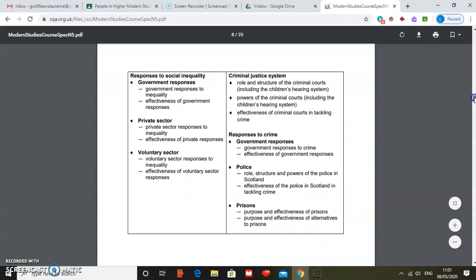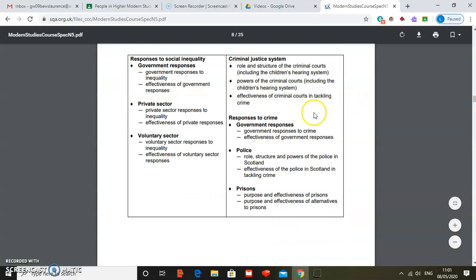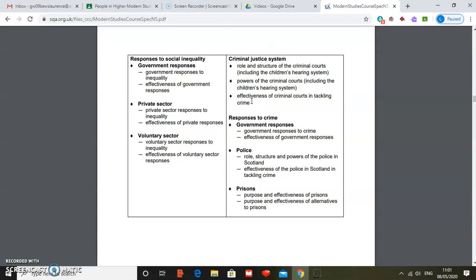Moving down, we also need to look at, that's right, a second page, the role and structure of the criminal courts, including the children's hearing system. What powers do the courts have, including the children's hearing system, and how effective they are at tackling crime. Does it stop crime, are people rehabilitated, or are there real issues around that?